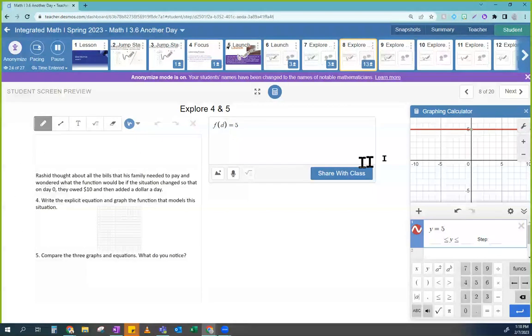In this situation, it would mean that she has $5 in her bank account and her money's not going up and her money's not going down or anything like that. Does that make sense? So we're just at 5. But that's not what this says.